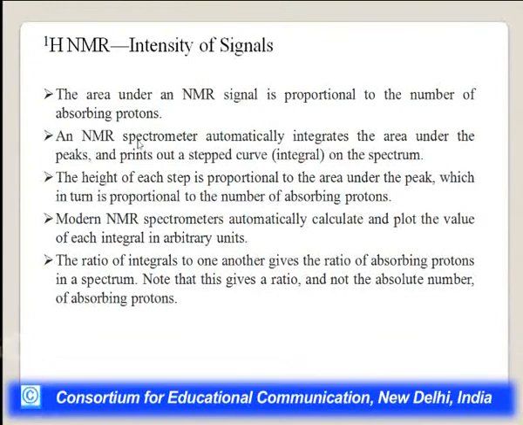Now the intensity of signals. The area under an NMR signal is proportional to the number of absorbing protons. An NMR spectrometer automatically integrates the area under the peaks and prints out a stepped curve, or we can say an integral, on the spectrum. The height of each step is proportional to the area under the peak, which in turn is proportional to the number of absorbing protons. Modern NMR spectrometers automatically calculate and plot the value of each integral in arbitrary units. You need not do it, it will be done by the spectrometer. The ratio of integrals to one another gives the ratio of absorbing protons in a spectrum, and note that this gives a ratio, not the absolute number of the absorbing protons.